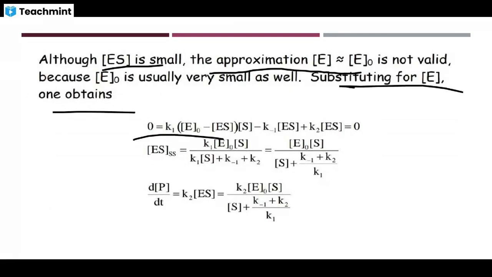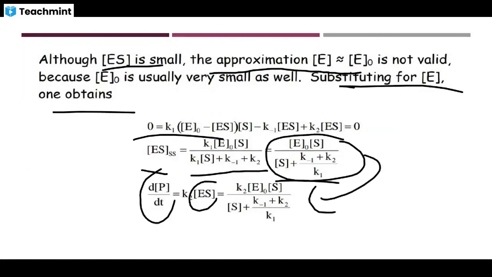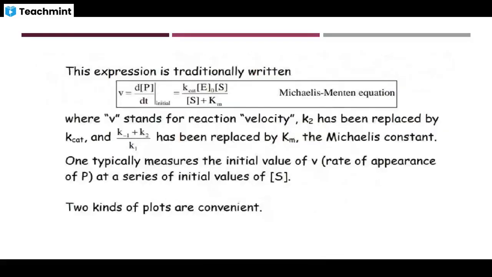the equation for the enzyme-substrate concentration. You get the relation. Then in the rate equation for ES, substitute this relation, this equation. This is nothing but the Km, the Michaelis-Menten constant, and k catalytic.